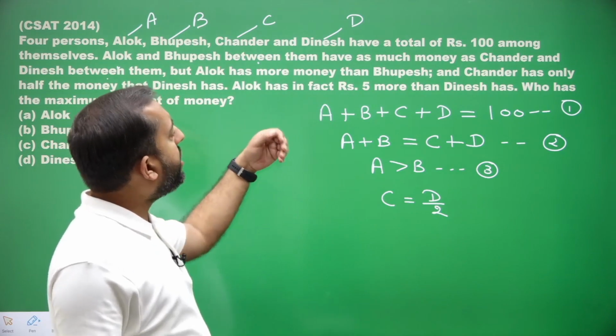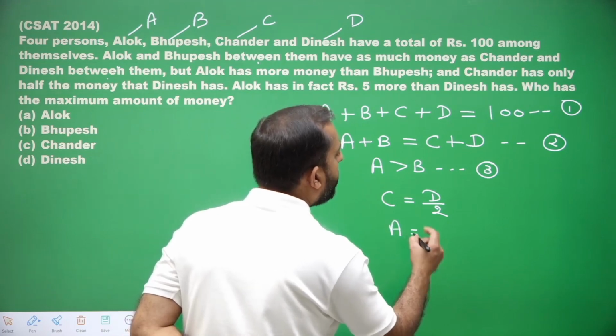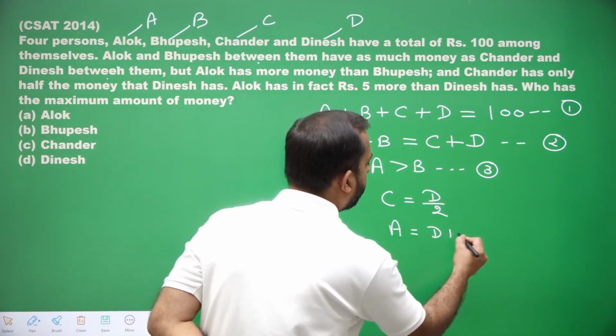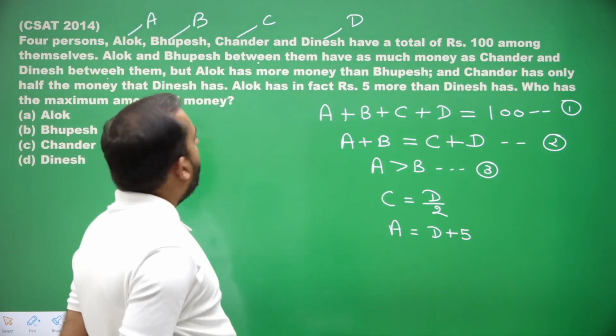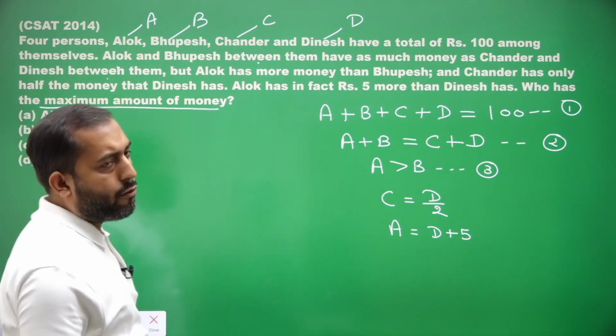Alok has in fact rupees 5 more than Dinesh. Who has the maximum amount of money? This is what we are looking for.